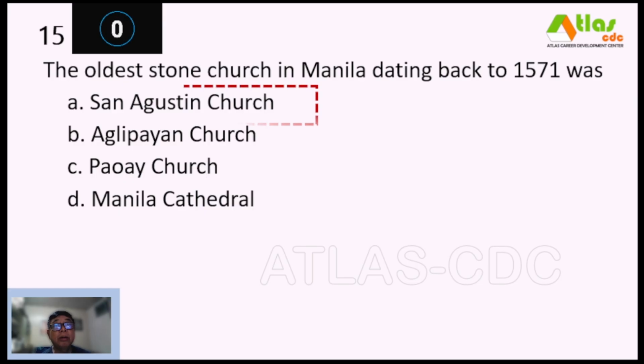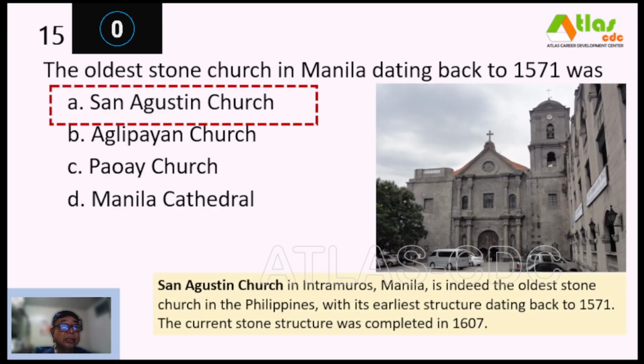And our correct answer is letter A, San Agustin Church. So San Agustin Church in Intramuros, Manila is indeed the oldest stone church in the Philippines, with its earliest structure dating back to 1571. The current stone structure was completed in 1607.